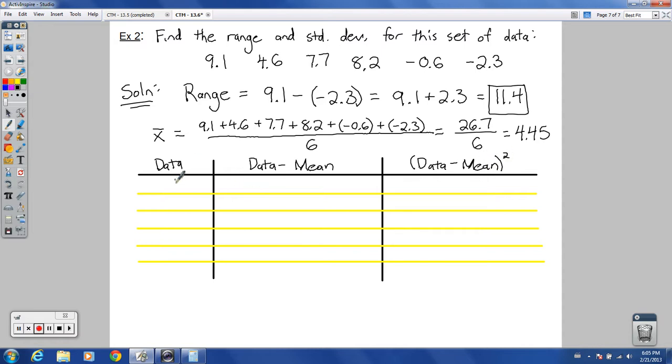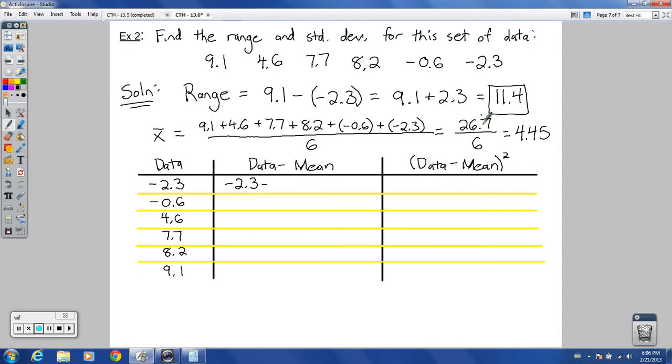Okay, this value, I'm going to put these in order now. So I'm going to go from least to greatest, the most negative to the most positive. Negative 2.3 to negative 0.6 to 4.6 to 7.7, 8.2, and 9.1. Do I have to put these in order? No, because we're taking the sum of all these values, so in the end you're just adding the 6 values together. But I think it's nice. It makes it easier, or nicer to look at, in my opinion. A little easier to compare things with each other if they're in an orderly fashion.